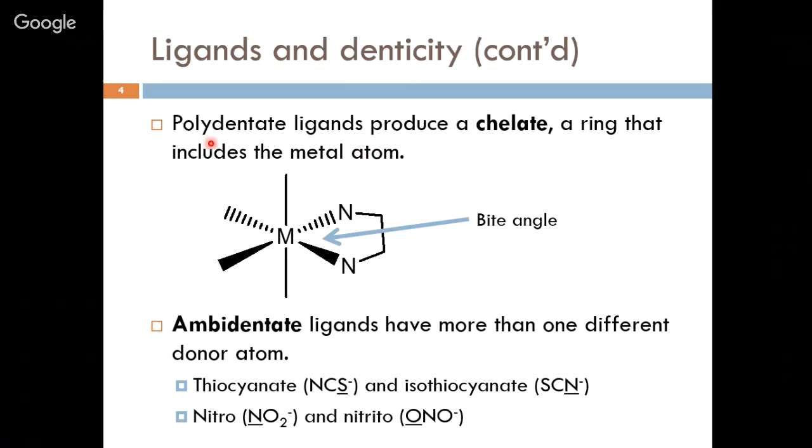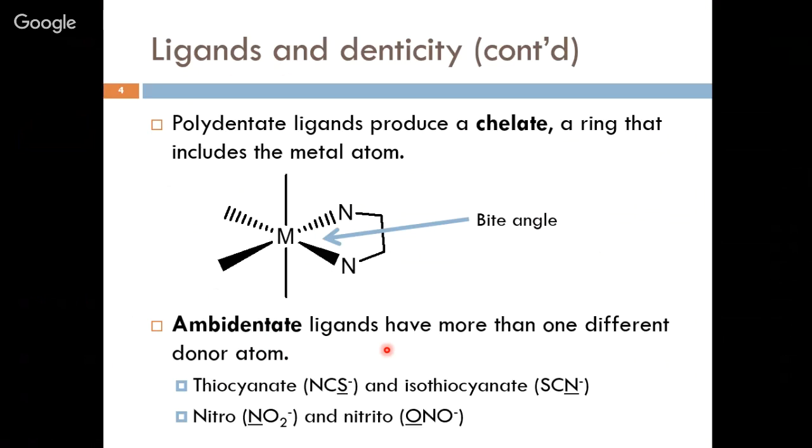So when a polydentate ligand binds to a metal, it forms what's called a chelate, which is a ring that includes the metal atom. So this is a five-membered ring. It has the metal here, and then this is ethylene diamine again in a ring. So the bite angle is the angle between this part of the ligand to the metal back to the ligand.